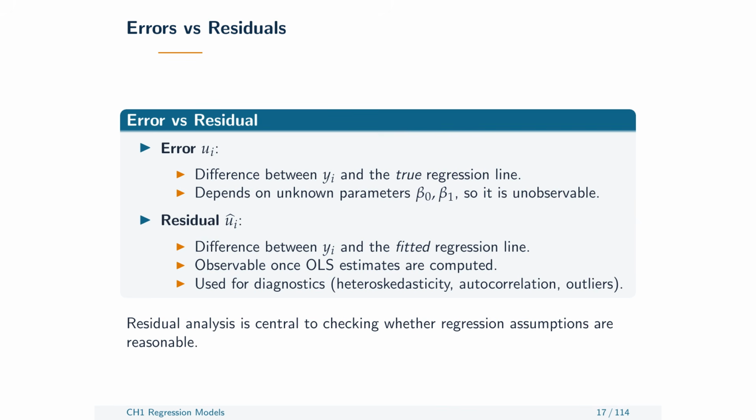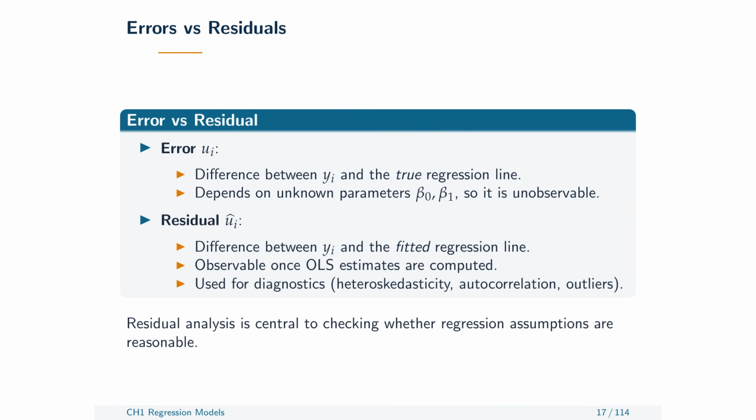An error and a residual are different objects. The error is the gap between an outcome and the unknown population regression line, so we cannot observe it directly. The residual is the gap between the outcome and the estimated line. We use residuals to investigate variance patterns, dependence, outliers, and functional form, while remembering that they only approximate the errors.